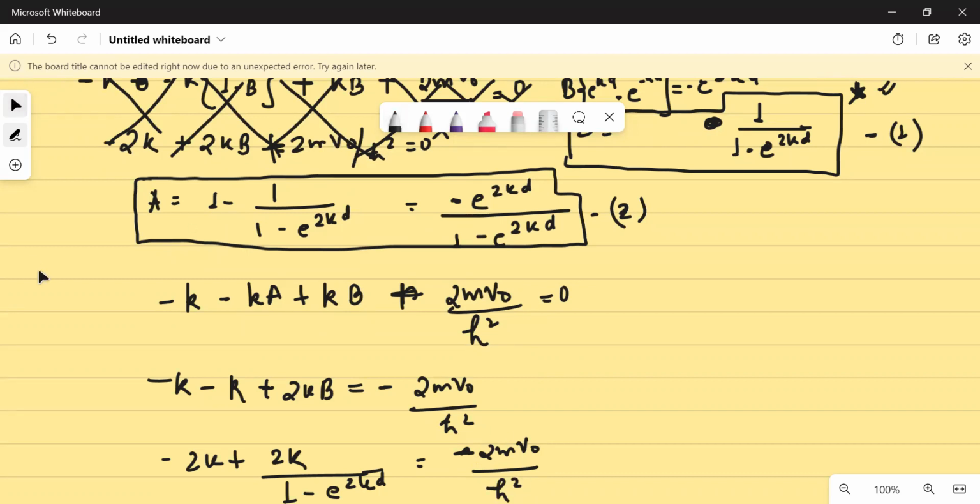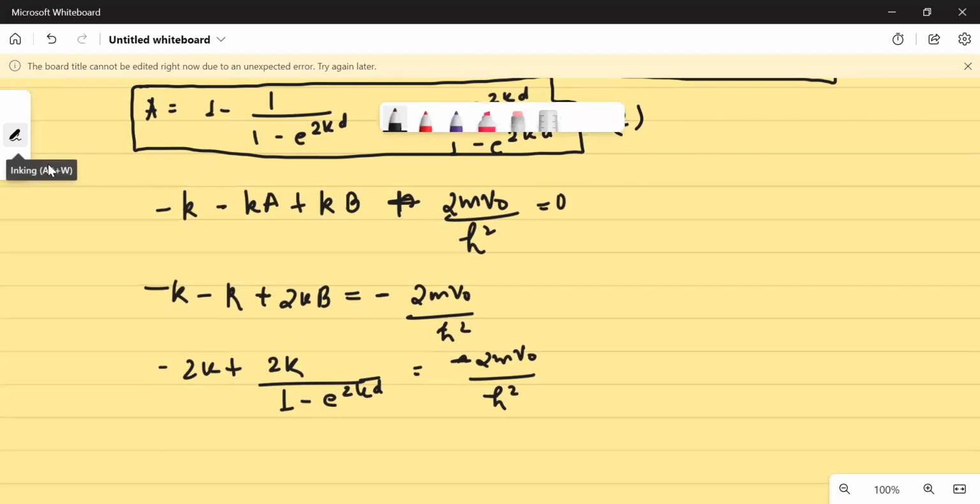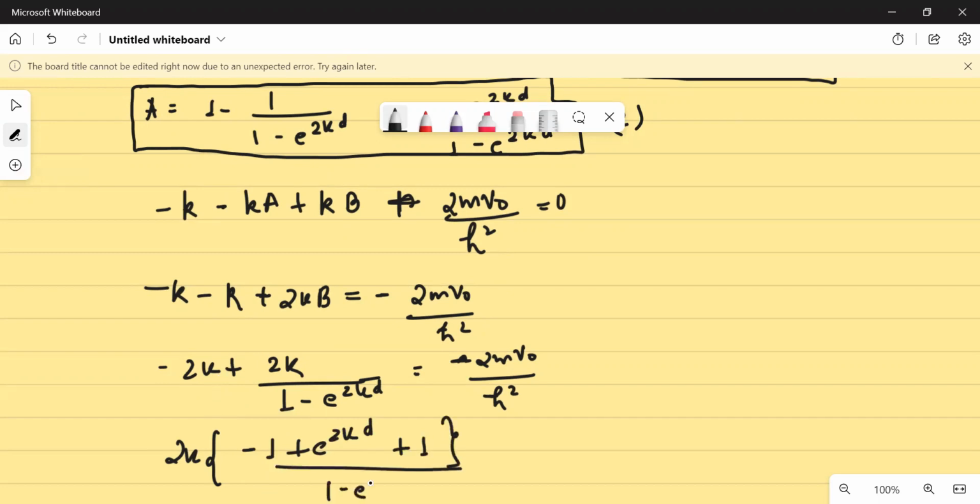Okay, and I can solve it a little bit. I can take 2k common, so I'll get, I think, minus 1 plus e to the power 2kd, then you have plus 1, and then you have 1 minus e to the power 2kd is equal to minus 2m v naught upon h cut square. And then I can write all this in a separate place. This negative, this gets cancelled. Okay, is that clear? This gets cancelled. I have no issues about it. Does anyone have any issue with this?